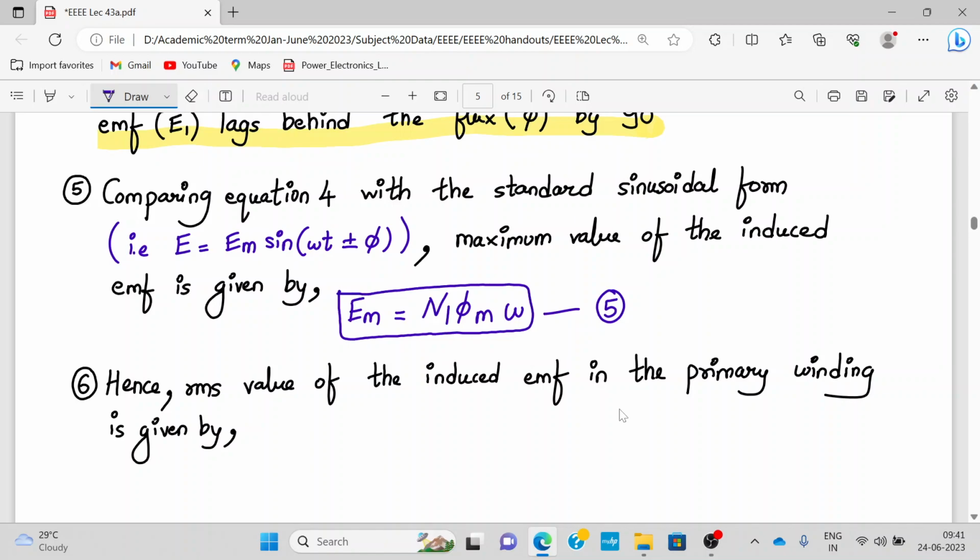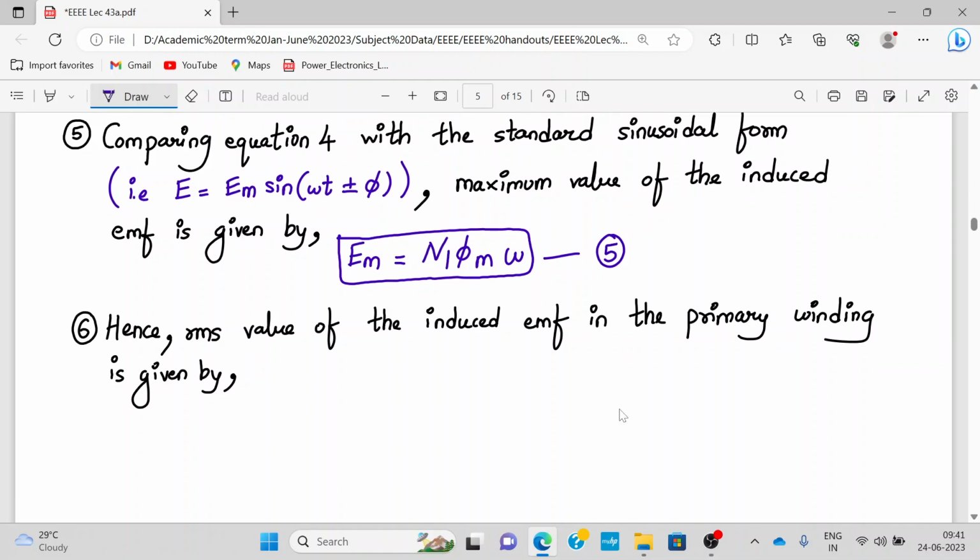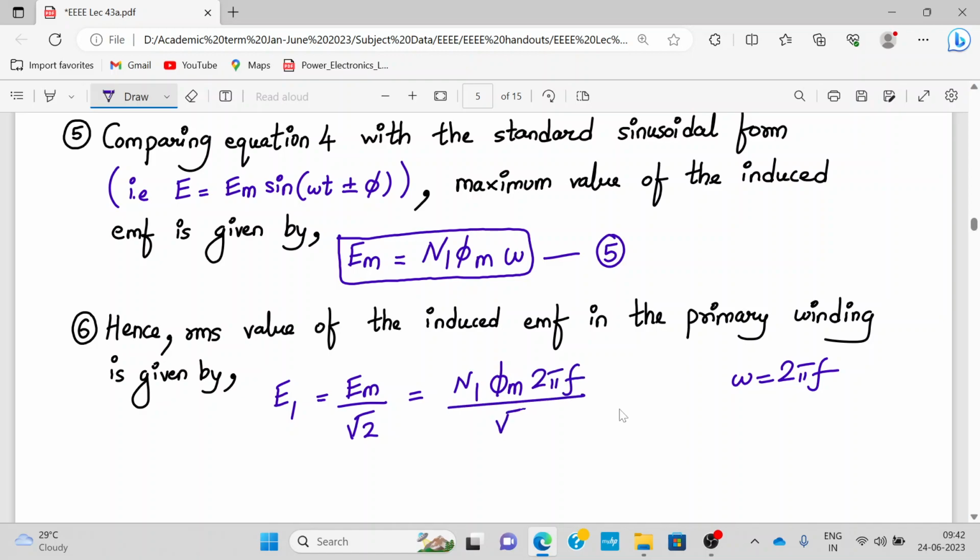Therefore, the RMS value of the induced voltage in the primary winding is given by, let's say E1 is the RMS value in the primary winding, Em by root 2. And what is Em? N1 phi m omega, and omega we can write as 2 pi f. So it is N1 phi m 2 pi f divided by root 2.